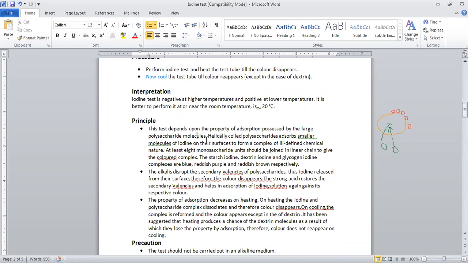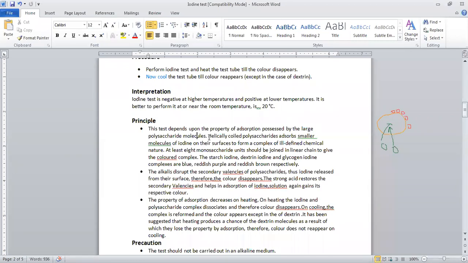This is a physical interaction, the physical attachment of iodine molecules to the surface of polysaccharides. There is no chemical action. That's why this reaction is reversible. We can reverse this reaction back. We can separate the iodine molecules from the surface of polysaccharides.